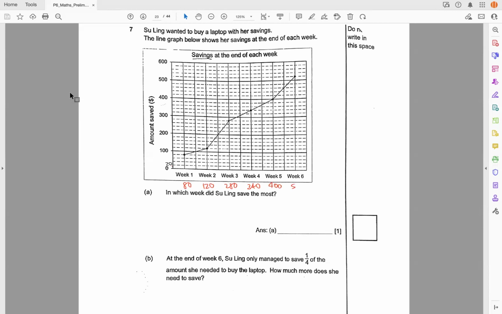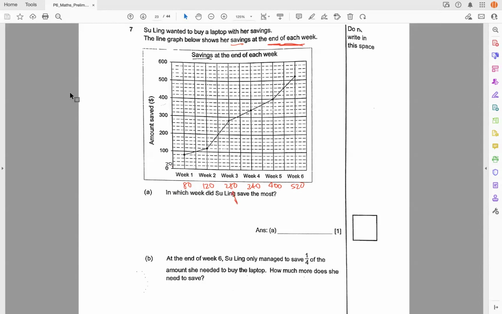And 520. So what is important here is that it is savings at the end of each week. At the end of each week. So this number 80 is what happened at the end of the week. Not in the middle, not at first. It's at the end. So the beginning of the week is, I suppose, 0 for week 1. The beginning of week 2 was 80. End of week 2 is 120.